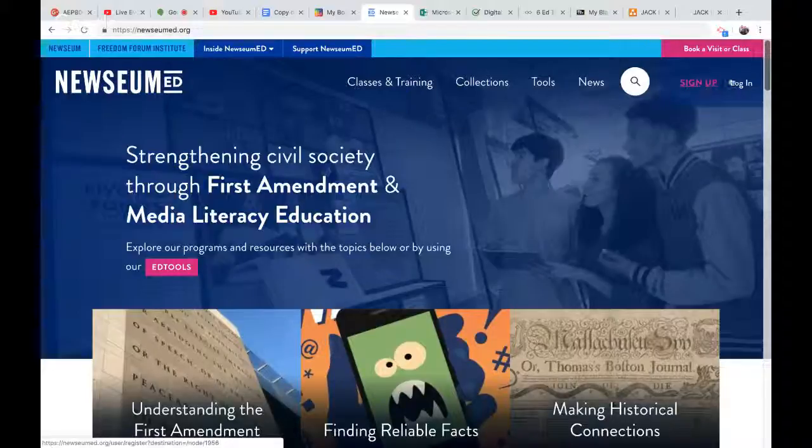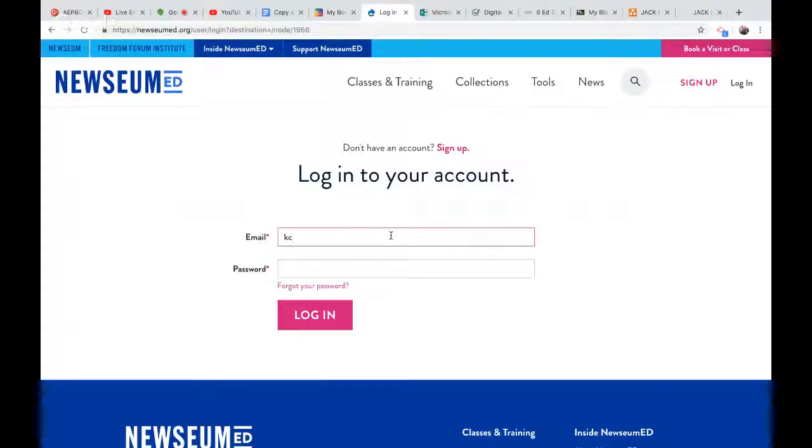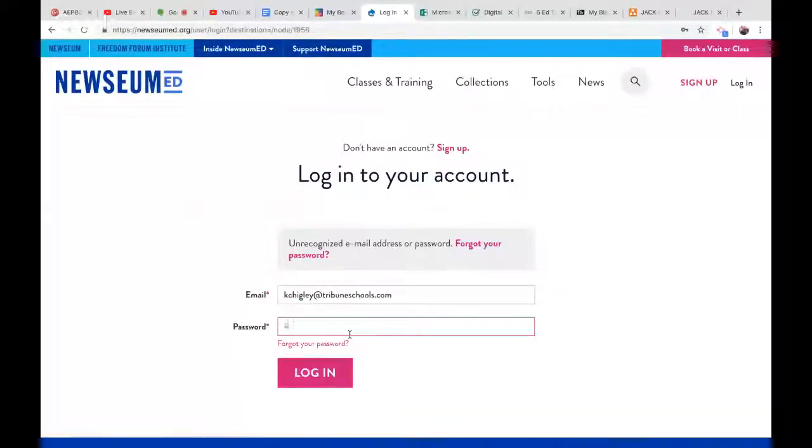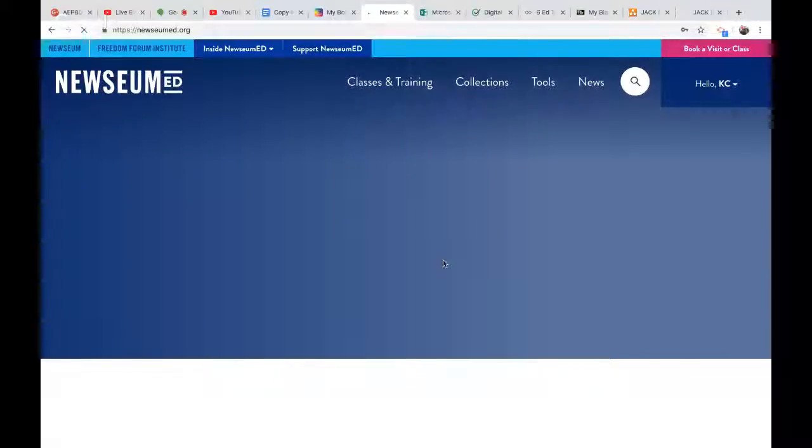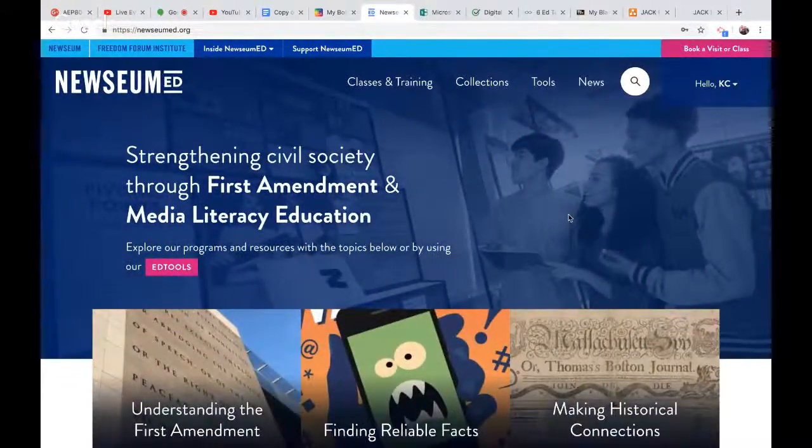And so all you need to do is click sign in or log in. I'm going to go ahead and click log in here, and I will type in my password. Let's see if I remember my password for this. Email was wrong. All right. There we go. So this is basically what it looks like.